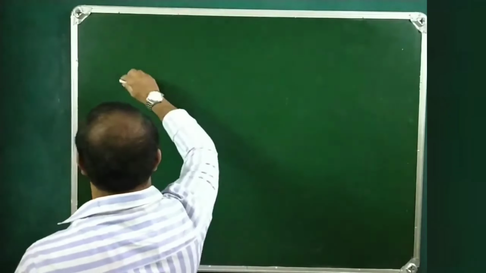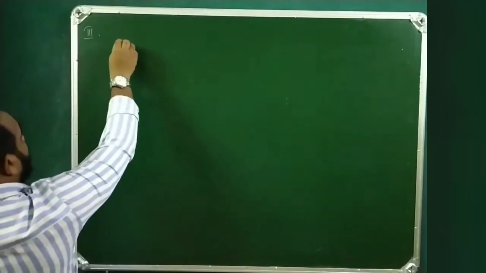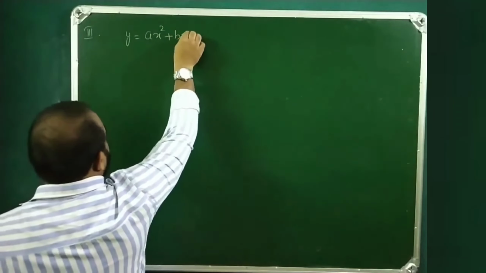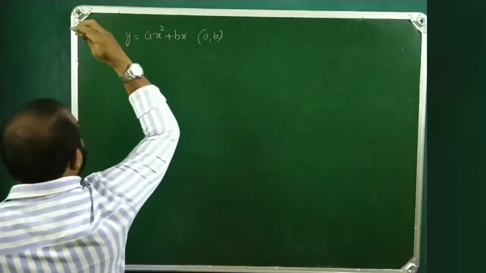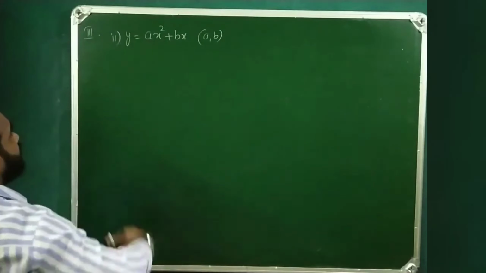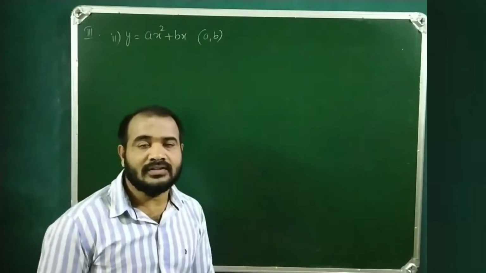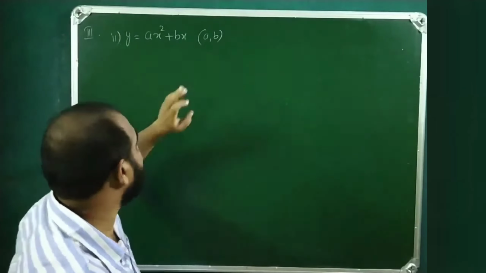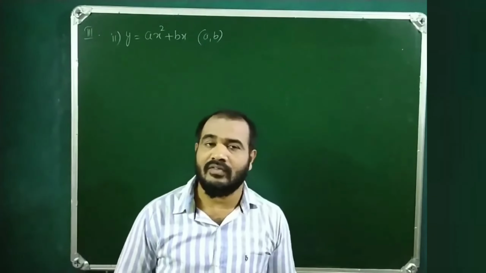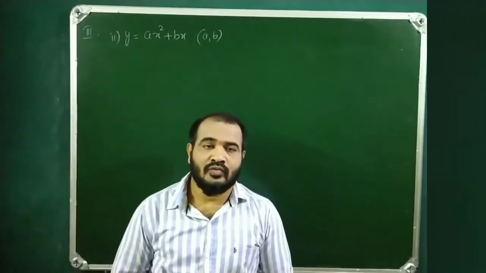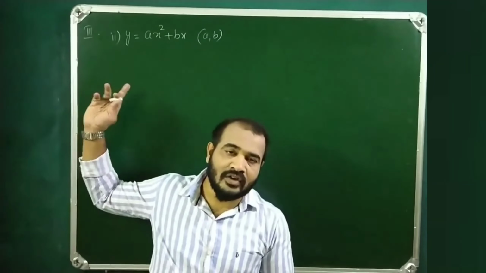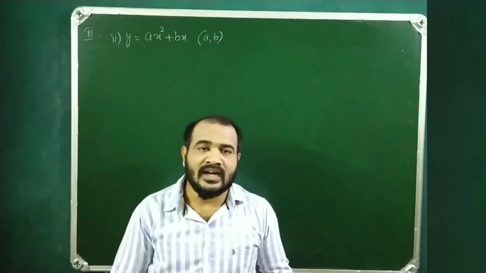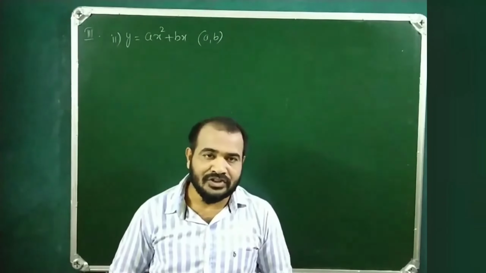So the third one is continuing. This is y = ax² + bx, where a, b are constants. This is the second problem: y = ax² + bx, and we need to eliminate the constants a and b. For which it is obvious, which we have discussed before also. To form the differential equation, since it contains two arbitrary constants, in other words parameters also we can say, we need to differentiate it twice.